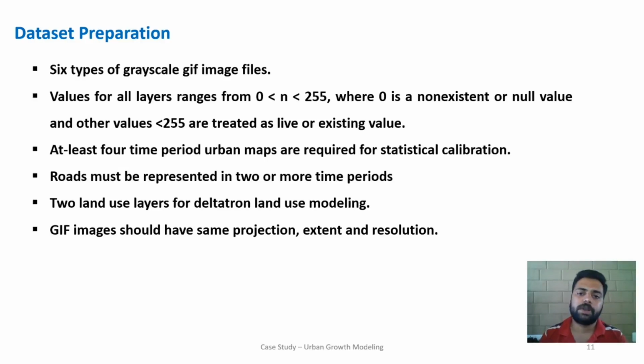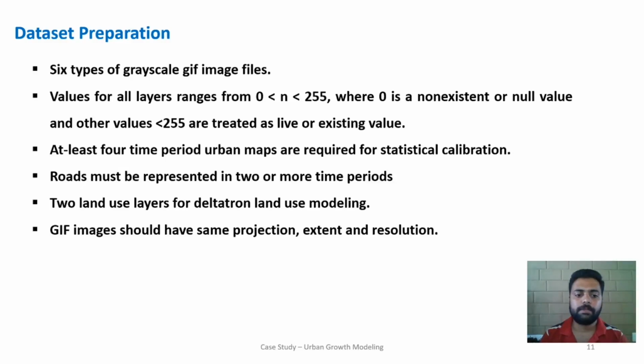That means, let us say now we are in 2020, we need to have urban data from 1990, 2000, 2010 and 2020. If you have these 4 time period data, then only you can calibrate and predict for 2030, 2040, 2050, like that. Roads must be represented in 2 or more time periods. That means you should have how the road was in a particular city in 1990 and how the road is in 2020. Both these scenarios are the bare minimum requirement.